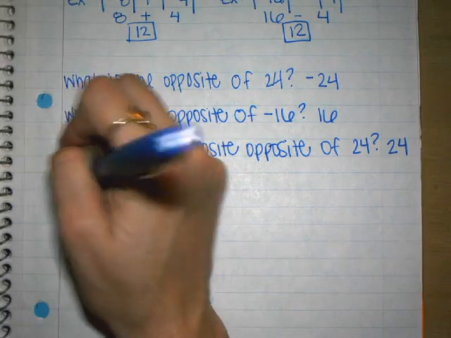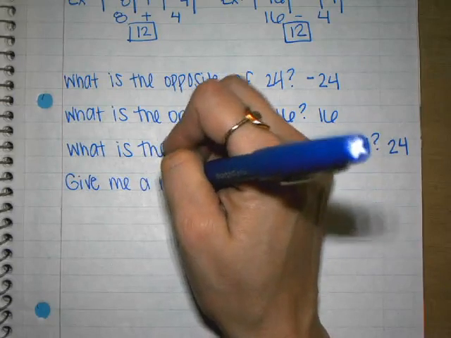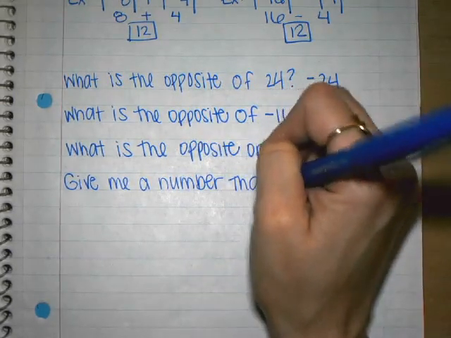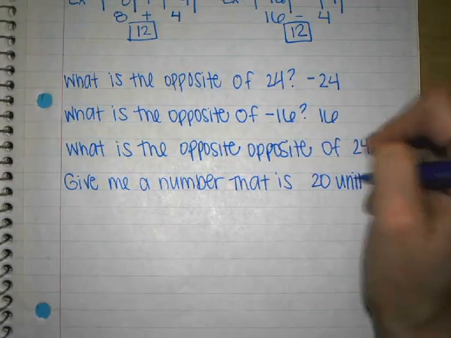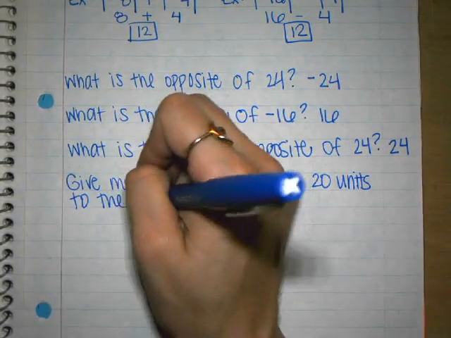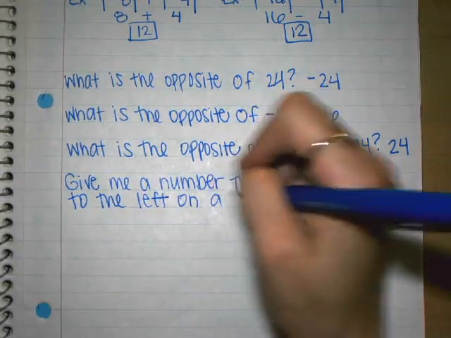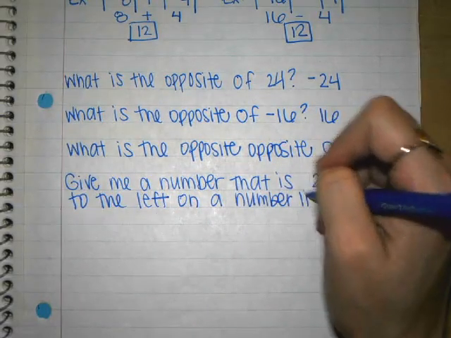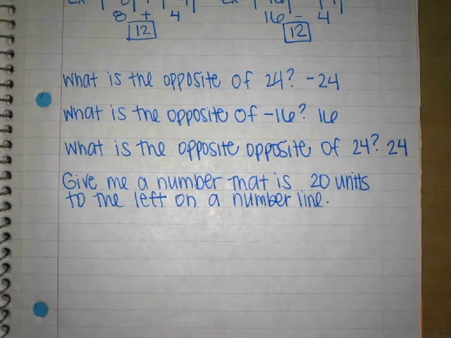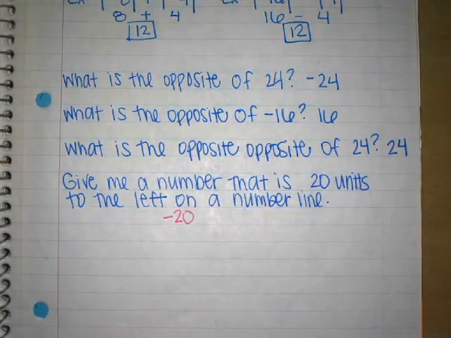Last thing I want to talk about that you will see on your homework is they're going to say something like, give me a number that is 20 units to the left on a number line. What do you think that is? Negative. What do you think, Hattie? Is it the absolute value of negative 20? Well, I don't need the absolute value part, so I just need negative 20. Why is it a negative, Hattie?